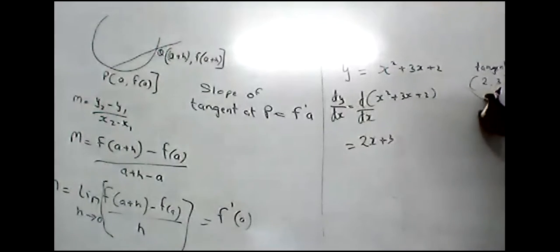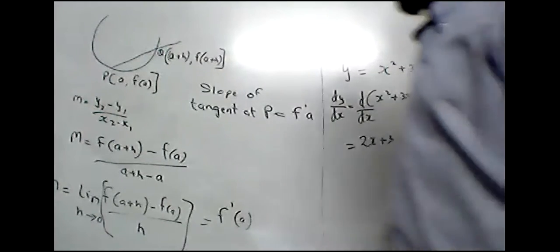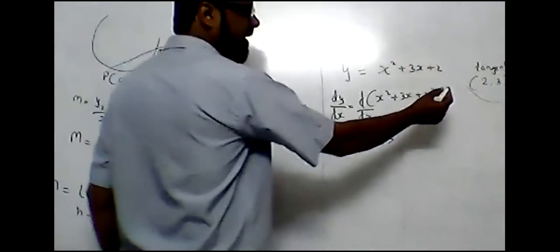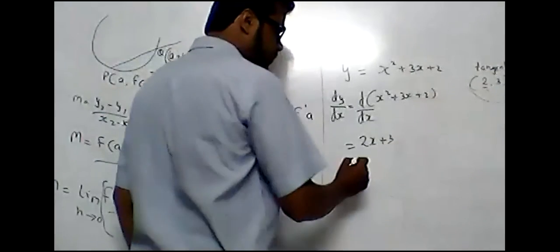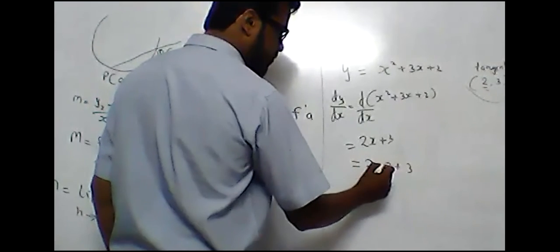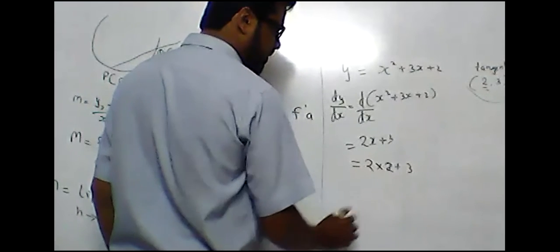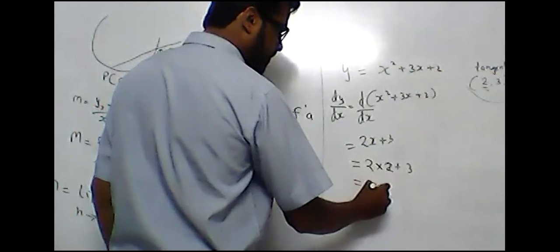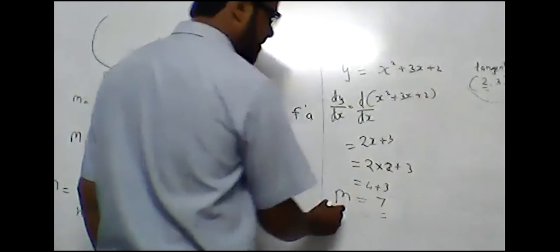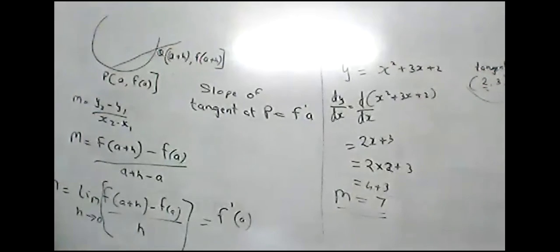And this is the tangent at 2, 3. That means the x coordinate here is 2. So this will be 2 into 2 plus 3, that is 4 plus 3, which is 7. So your slope m is 7. The slope of the tangent is 7. Clear?